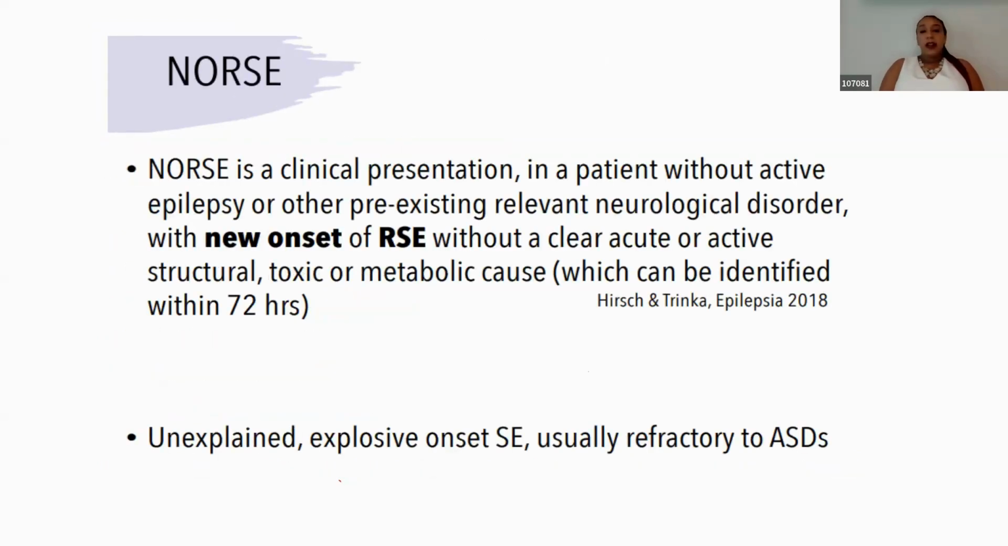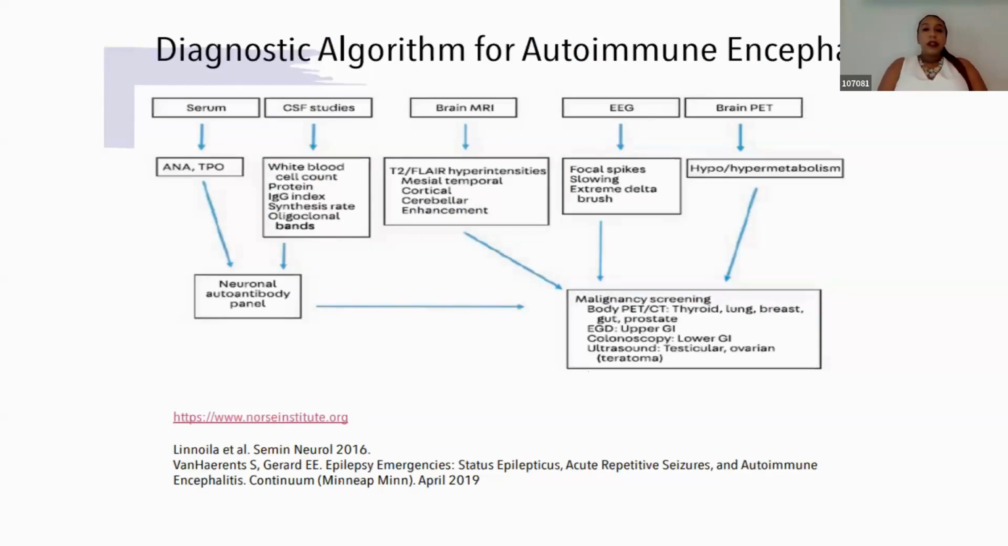So NORSE, again, is a clinical presentation in patients without active epilepsy or other pre-existing relevant neurological disorders, with new onset of refractory status epilepticus, again, without clear acute structural, toxic, or metabolic causes which can be identified within 72 hours. It's unexplained, it's explosive, usually refractory to anti-seizure drugs. So one of the things we need to think about in these situations is encephalitis, and there's a lot of autoimmune encephalitis now.